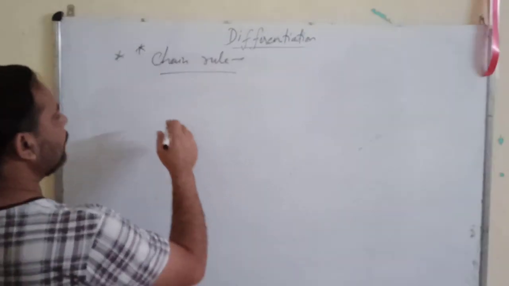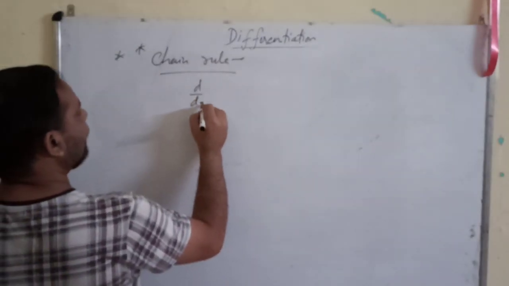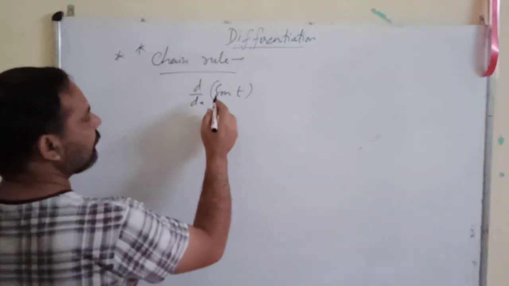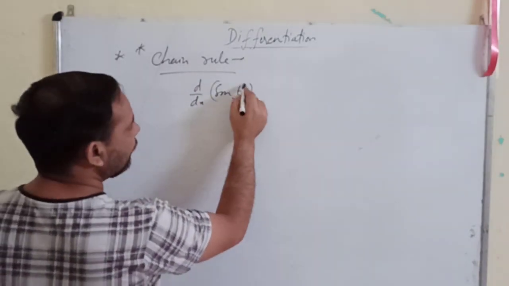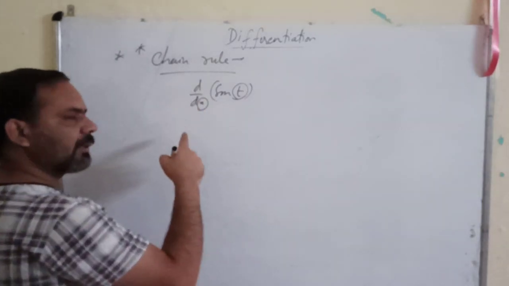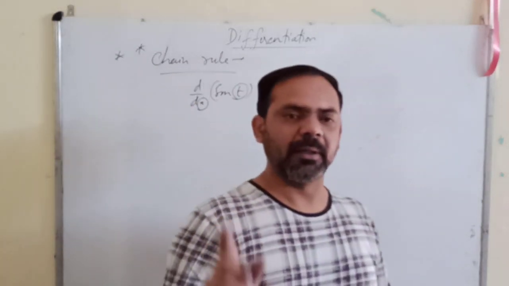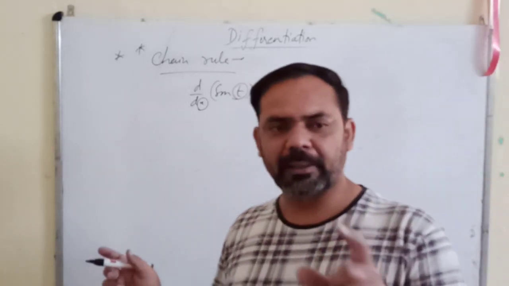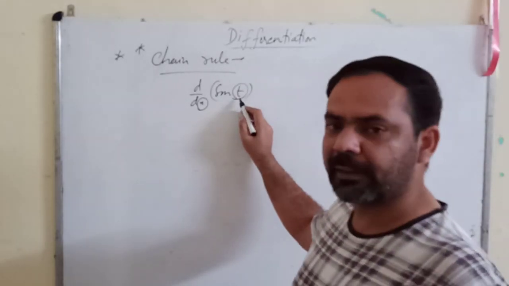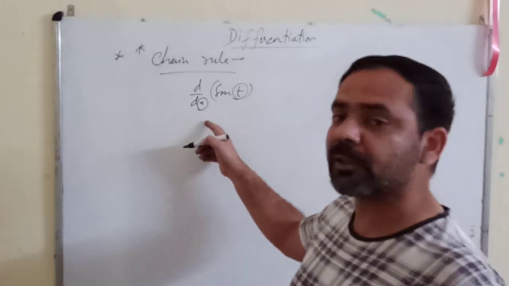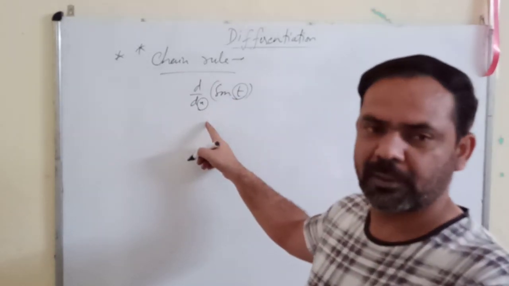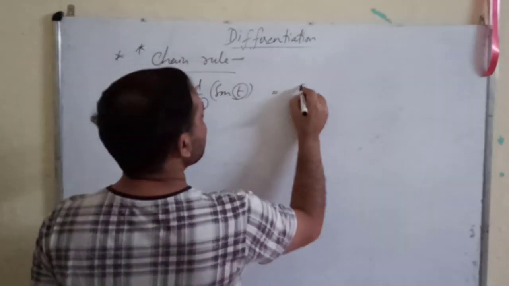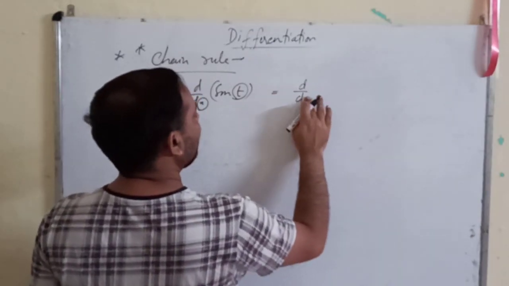Chain rule means, suppose you want to find d by dx of sin t. Now see here that the variable in the function is t, but you are taking the derivative with respect to x. So they are different. You cannot take the derivative directly. It is not possible to find the derivative of a function of t with respect to a variable x. So what we have to do is, d by dx, you will write like this.